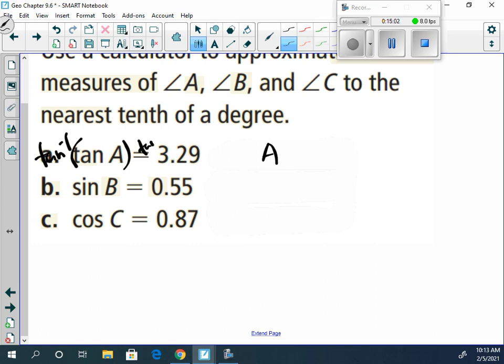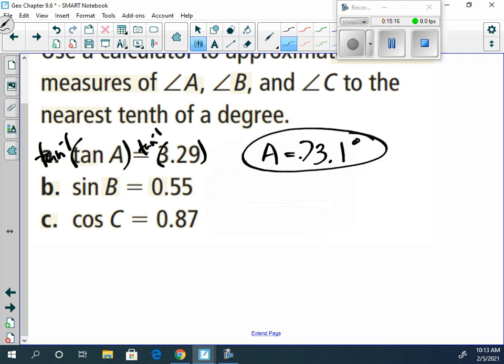Well, what I do to one side, I have to do to the other. So we're going to take the tangent inverse of 3.29. We take the tangent inverse of the ratio of those sides, and we get its angle. So questions on this here? How about the next one?